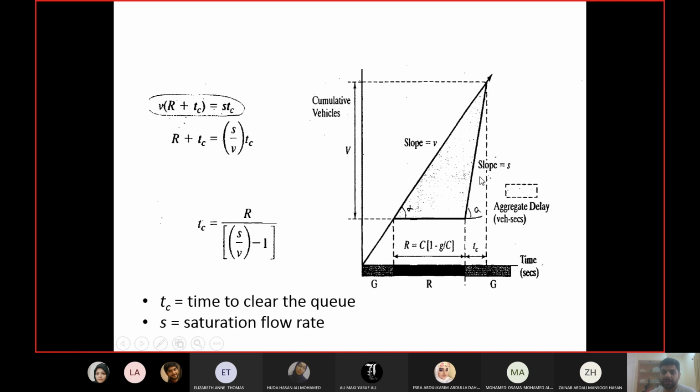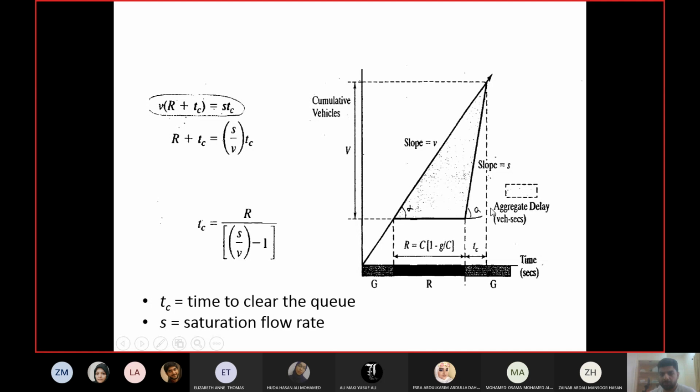Now you can calculate the number of vehicles in the queue using either the departure flow rate or the arrival flow rate. Flow rate basically means vehicles per unit time. During time TC, vehicles are departing at a rate of S, which is the saturation flow rate. So if you multiply flow rate with time, you will get the number of vehicles.